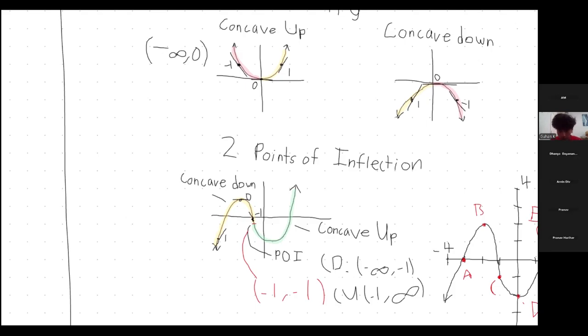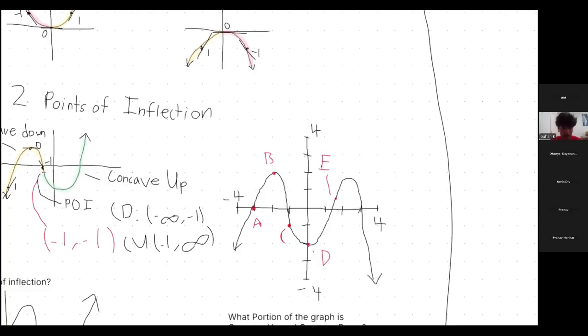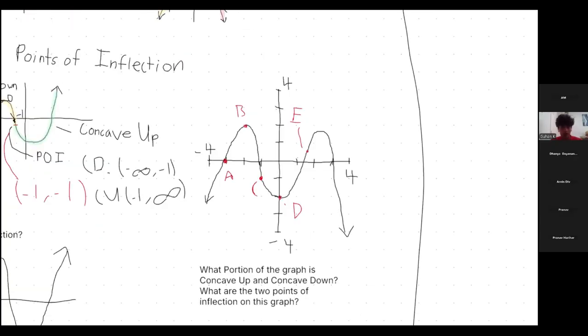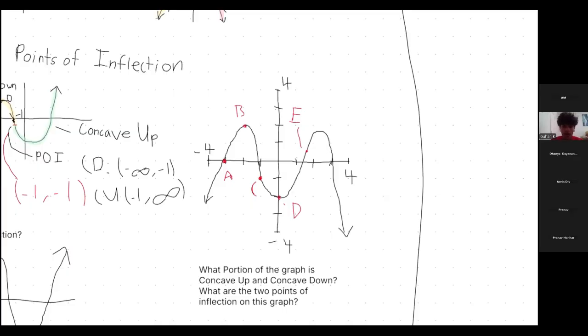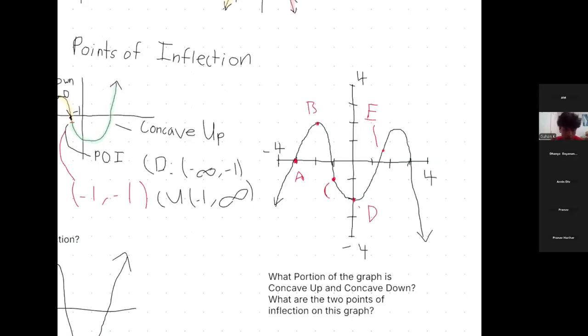Okay, I'm going to give you guys a problem now. You can see this graph. Ignore the left portion now. What portion of this graph is concave up and concave down? You can send it in the chat directly to me so that everybody has a chance to answer it. And you can also answer the second question, which is: what are the 2 points of inflection on this graph?